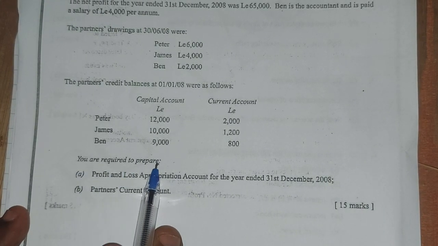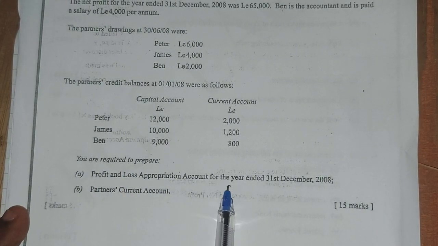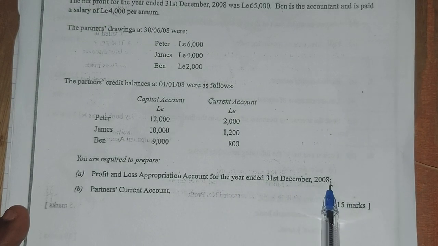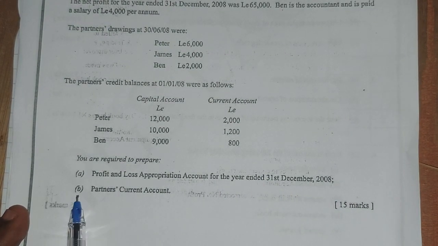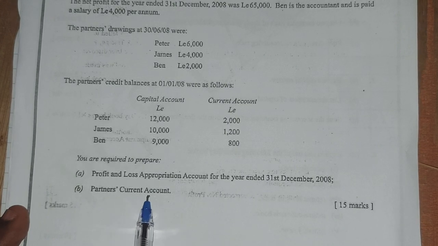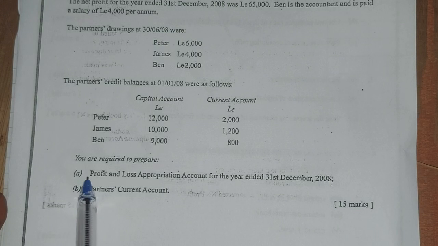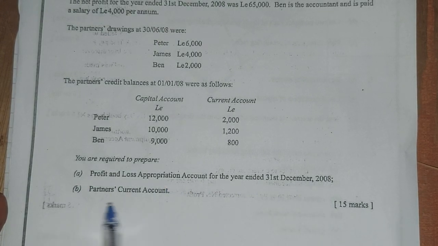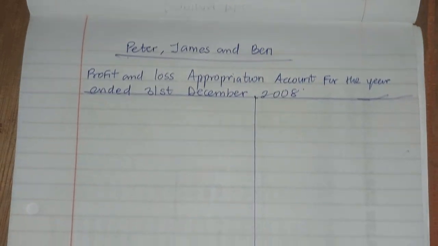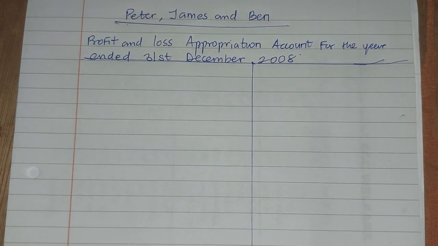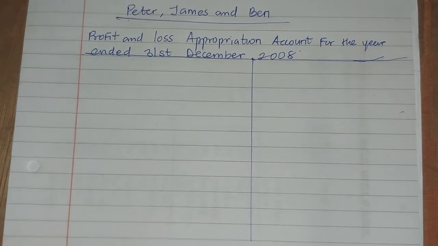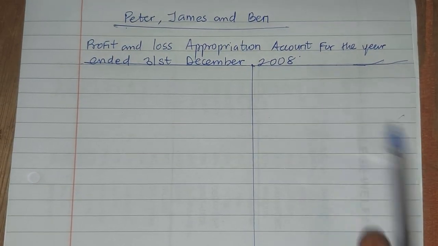You are required to prepare the profit and loss account for the year ended 31st December 2008. Then you have to prepare partners' current accounts. So the first thing is to write out the format for these two accounts. So, all right, then you spell out your formats. Okay, for the profit and loss appropriation accounts in this manner.